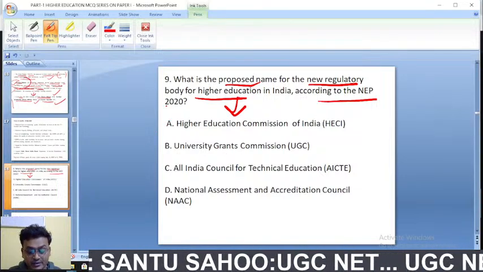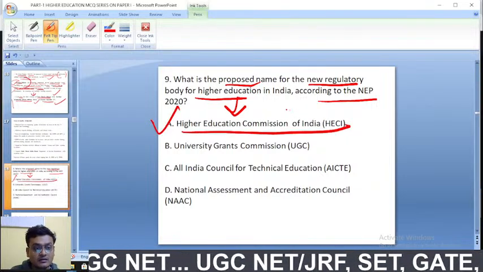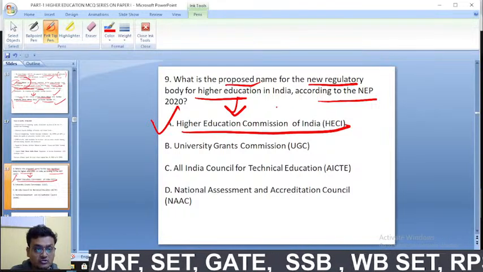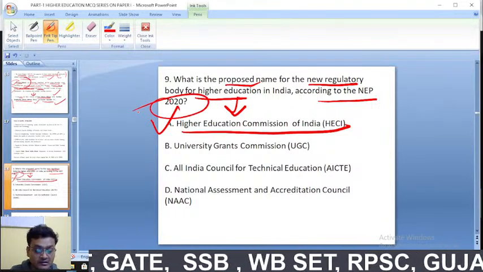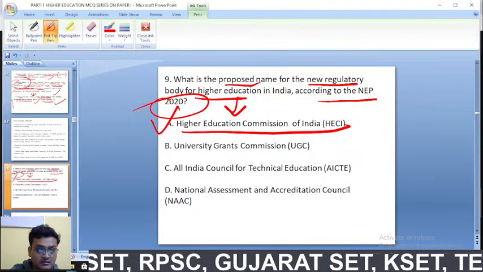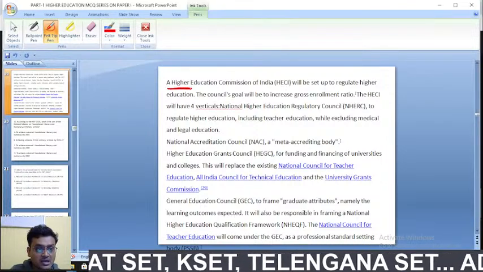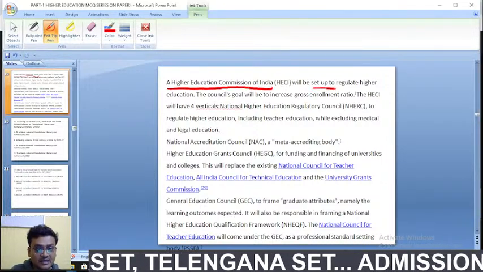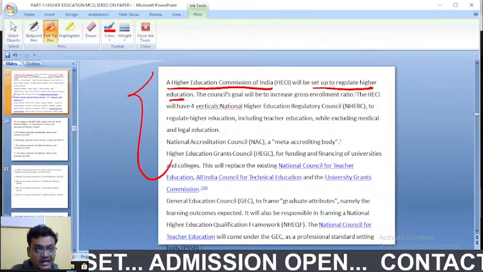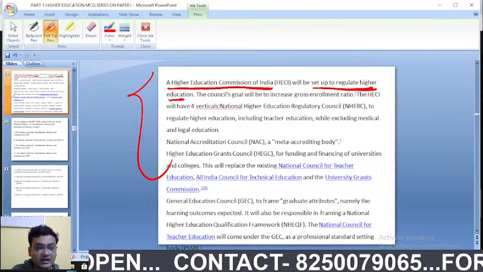It is Higher Education Commission of India, HECI. Since when is the UGC there? A Higher Education Commission of India will be set up to regulate higher education. HECI: a Higher Education Commission of India will be set up to regulate higher education.